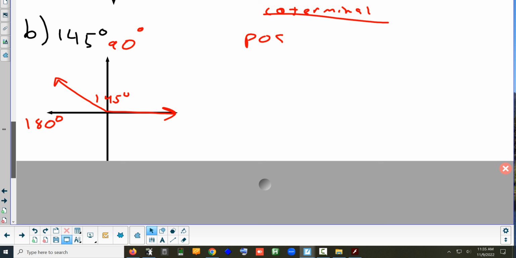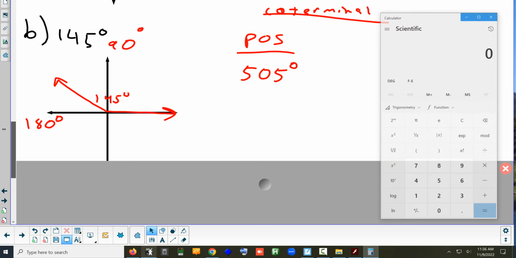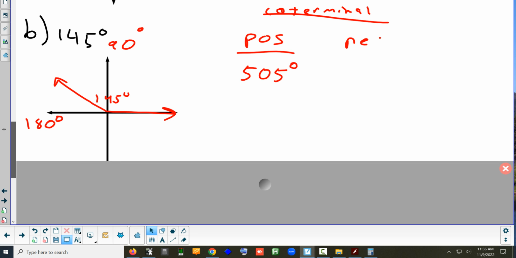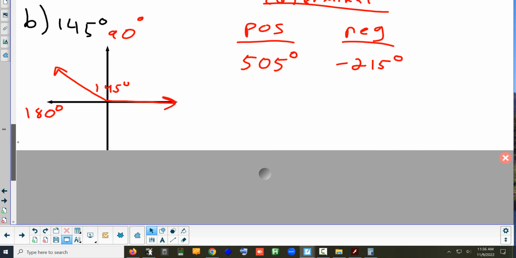What would be an angle that is coterminal and positive with 145? So we add 360 to that, and we get how much? 505. And then if we want an angle that's coterminal and negative, subtract 360. Negative 215. And you could subtract 360 again too, but I'm just doing the first one I get. Question on that?